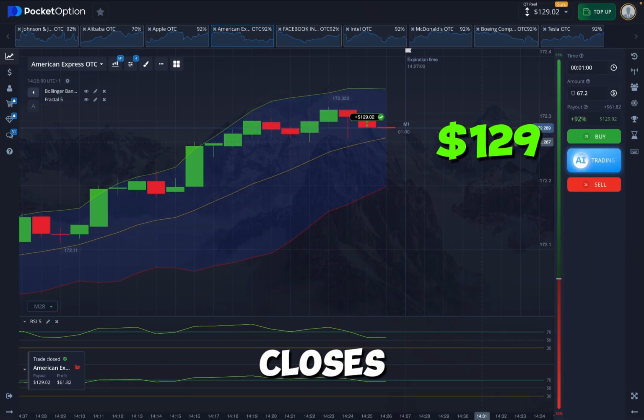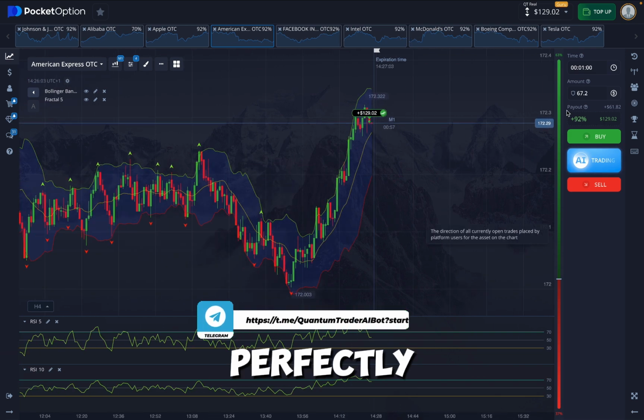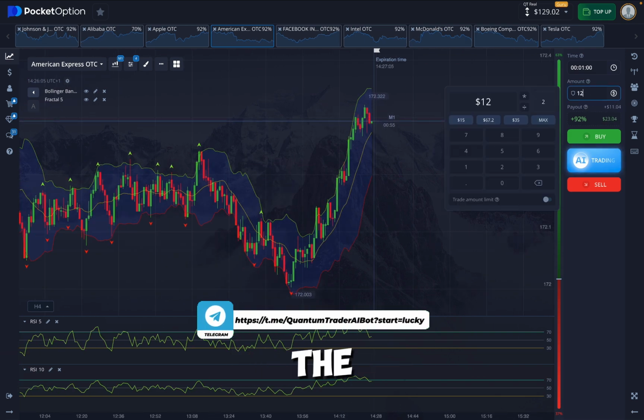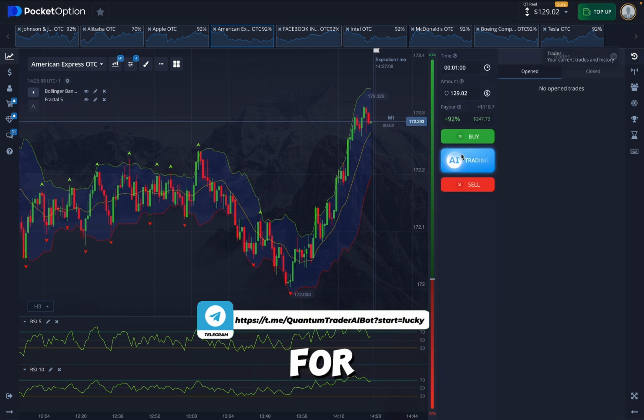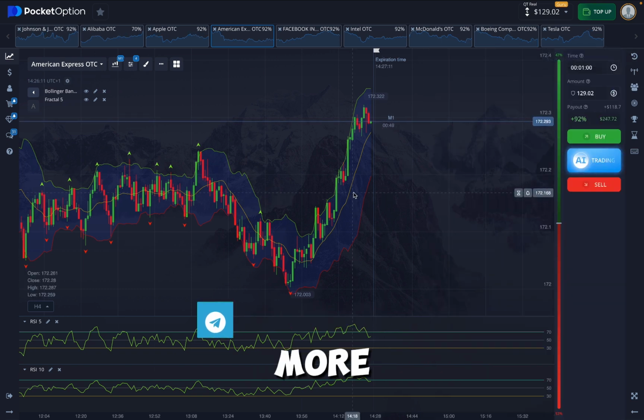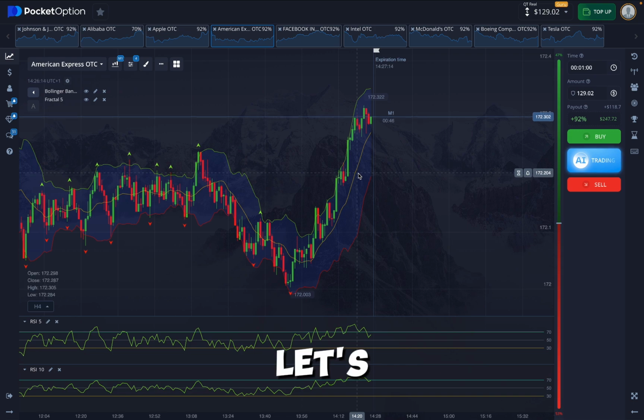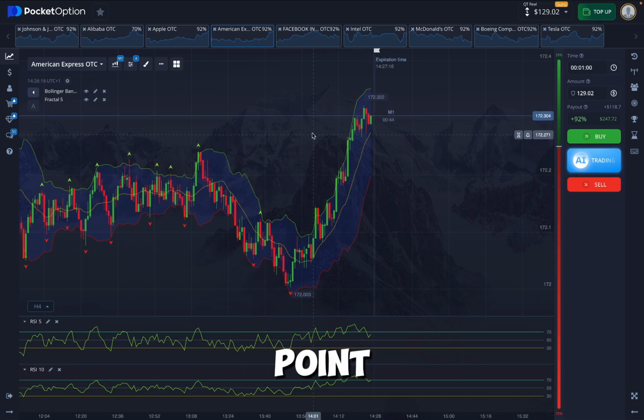And the position closes in plus perfectly. Let's open further, also with the maximum balance amount, no margin for error, in order to get to an even more satisfying profit. Let's continue and pick up the next entry point.